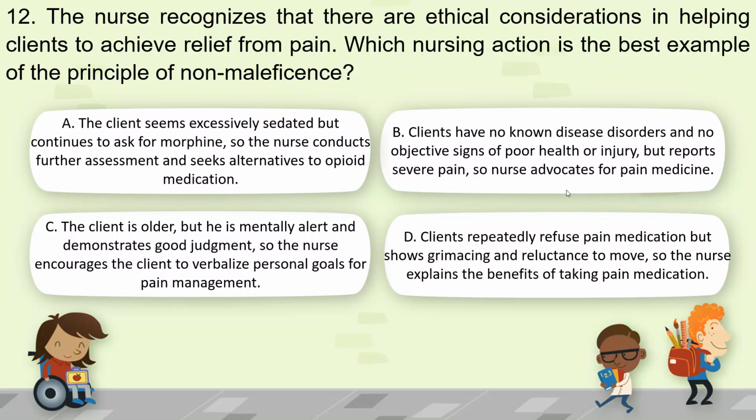And of course, if the client is successfully sedated, the nurse knows that giving additional opioid medication could do more harm than good to the client. So the nurse would conduct further assessments and seek alternative options for pain relief. 12 is letter A.